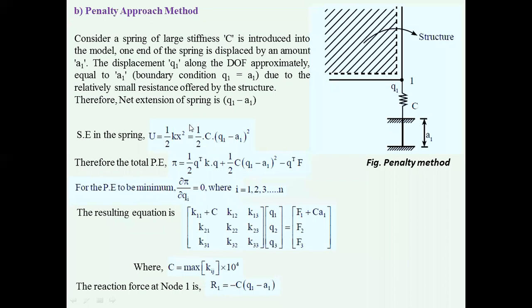Friends, let us start with the second type of boundary condition, that is the penalty approach method. Consider a spring of large stiffness C introduced into the model. One end of the spring is displaced by an amount A1. Let the displacement Q1 along the degree of freedom be approximately equal to A1. That is the boundary condition Q1 equals A1.